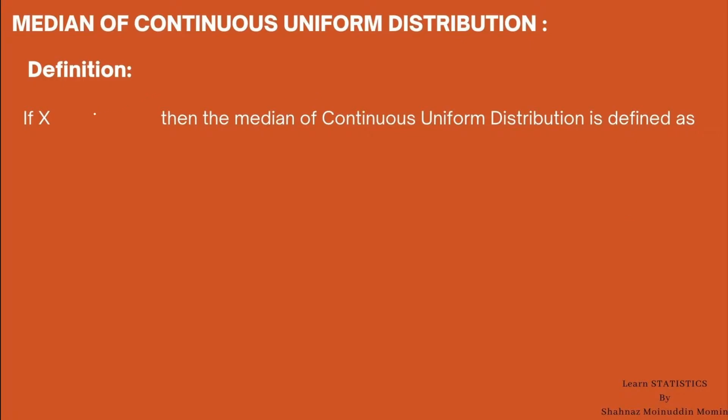If x follows uniform over A and B, then the median of continuous uniform distribution is defined as, say M is the median, then the median is defined as probability x less than m is 1 upon 2.